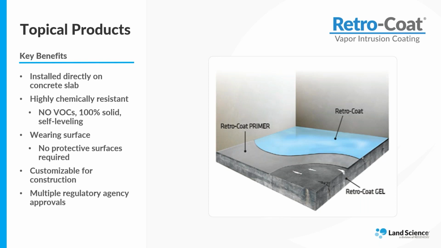RetroCoat can be applied on concrete, CMU, tile, brick, and even metal. If you want some enhanced slip resistance, you can also incorporate an aggregate into the mixture.